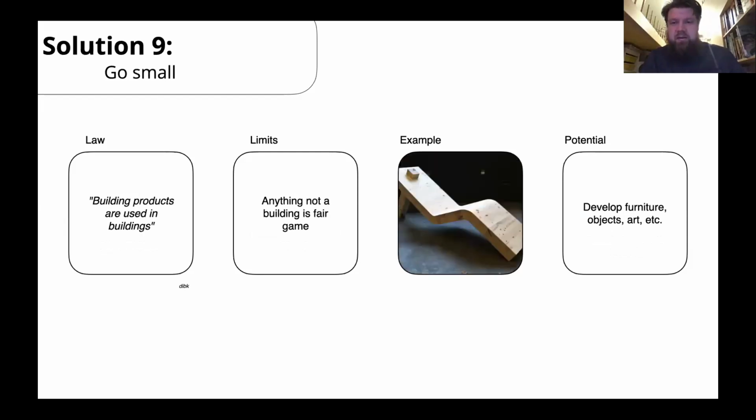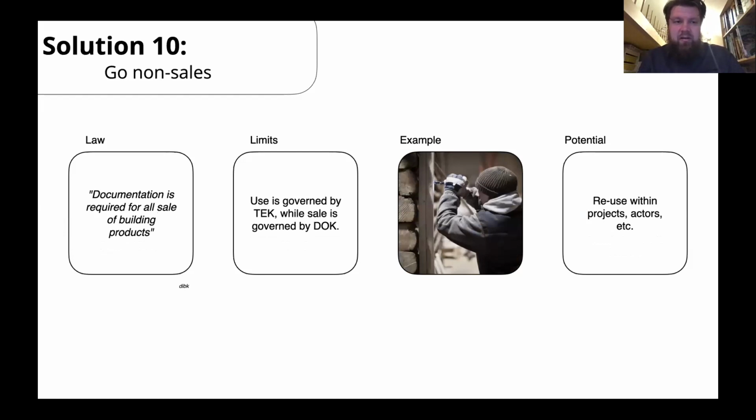And then there's the older usual stuff that people say you should do: furniture, art, anything that isn't a building, that's fair game. And finally, a lot of the rules and regulations are based on selling objects. So as long as you don't sell it, you use it within a project, within the same owner, all these things, you get a lot more freedom. So this is 10 very fast tips and tricks to move around in the gray areas of the legislation.